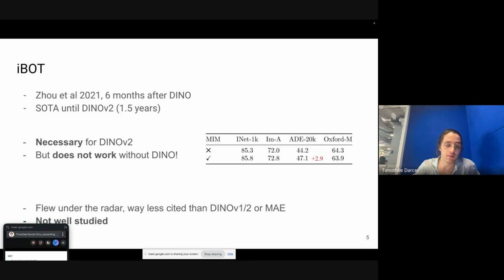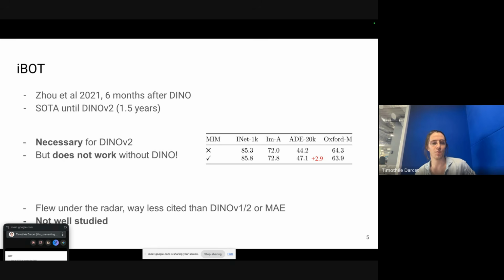And finally, as I said, it flew a bit under the radar. It's very much less cited than the most cited models in SSL, so I think it's not very well studied. And so this really points me towards thinking it seems like iBot is the right idea, just not done right.